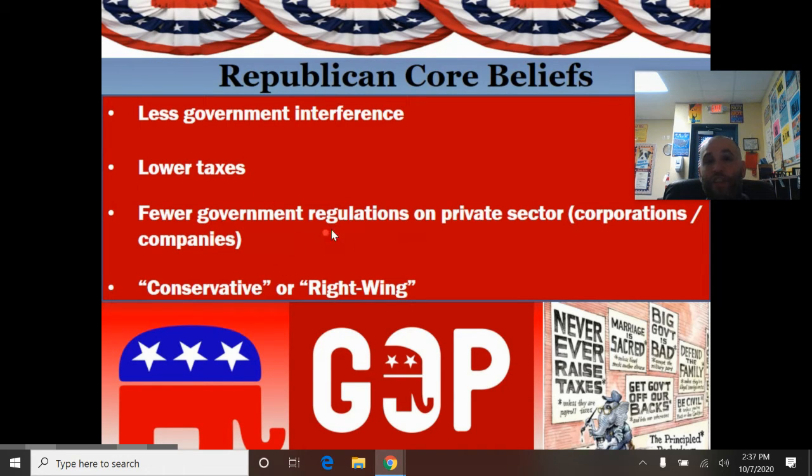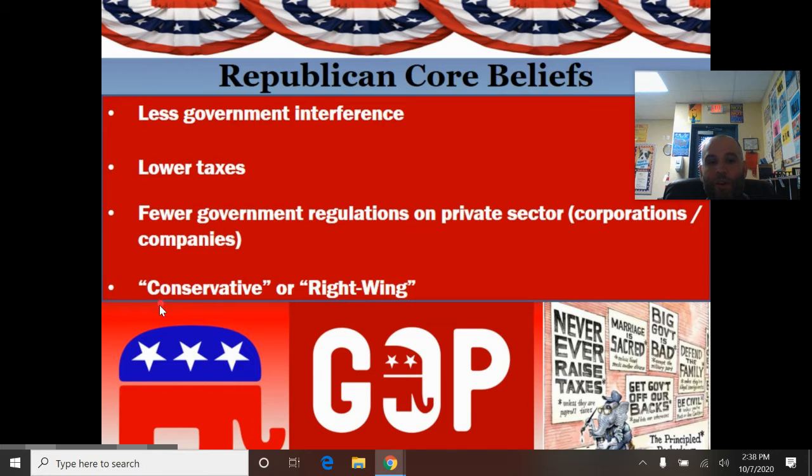A government regulation is a rule. So maybe the government has a regulation on how much pollution a business can release. Republicans would believe that government should have fewer regulations. They should not tell private sector corporations or companies or individuals what they should do. So there should be less government regulation.